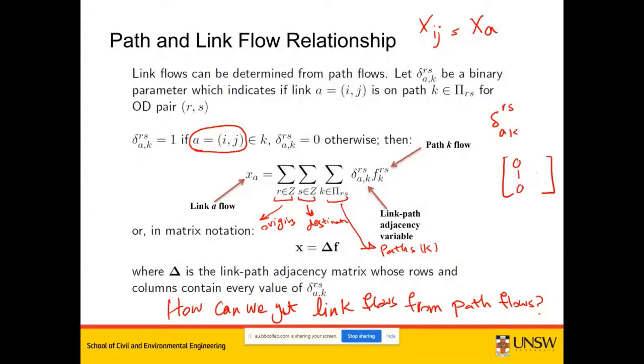Each of those variables inside that matrix is represented by this delta RS AK, and it's a 0 and 1 value, right? This is either 1 or 0. It is 1 if the link belongs to the path. It is 0 if the link does not belong to the path. So what will happen here is some 0 or 1 values get multiplied by the path flows.